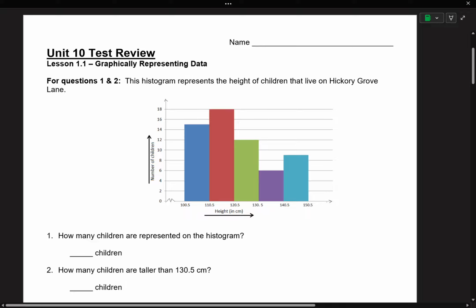For questions 1 and 2, this histogram represents the height of children that live on Hickory Grove Lane. How many children are represented by the histogram? In order to do that, what we're going to do is add the height of each bar to get our total. Okay, so let's take a peek at what our bars' heights are.